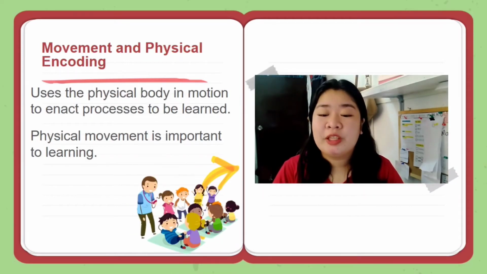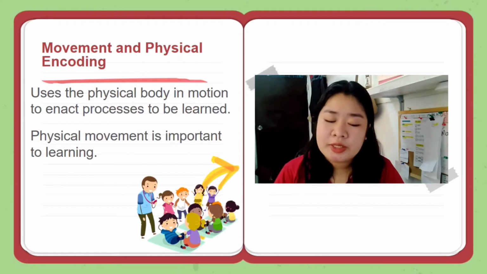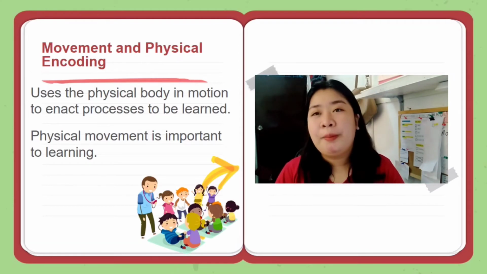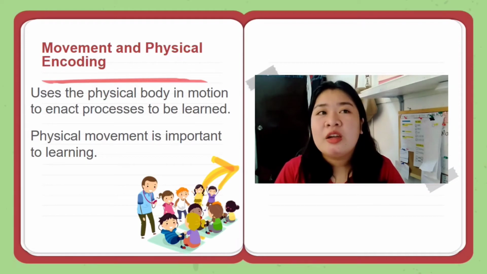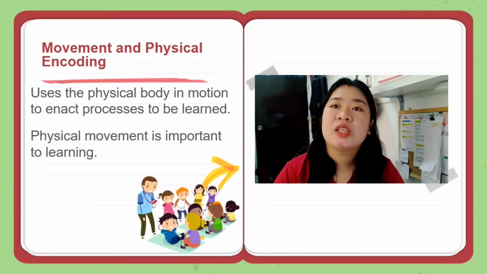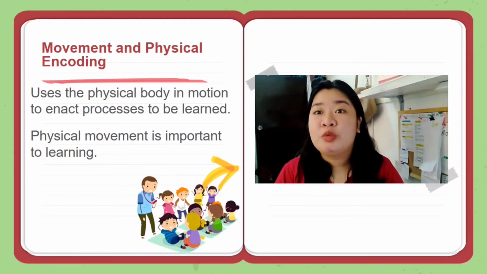Next, we have movement and physical encoding. It uses the physical body in motion to enact processes to be learned. They said that physical movement is important in learning because if we are to better educate the students, then we must acknowledge the importance of movement. We cannot confine them to their seat for 8 hours a day so that they can learn better. No, they need to go and explore, and we need to give them time to move around.